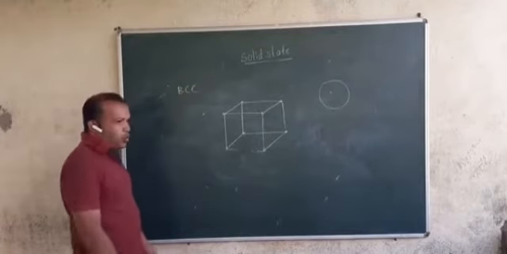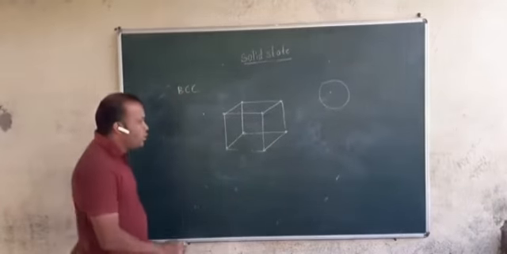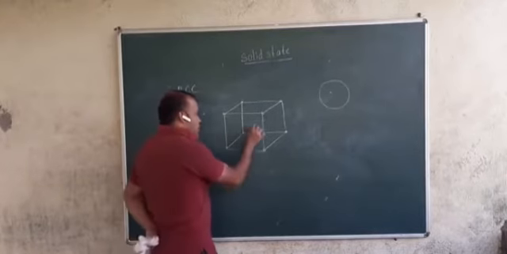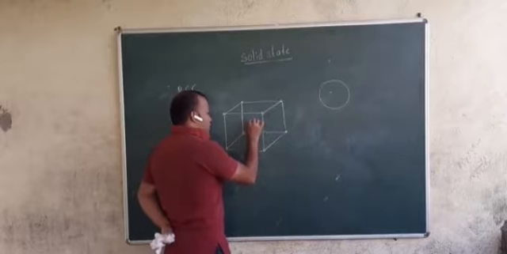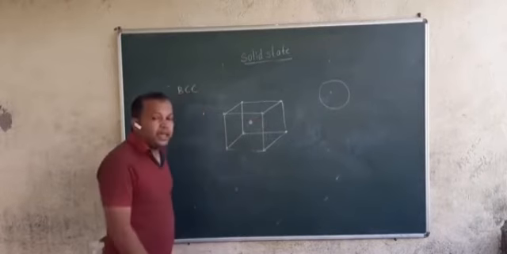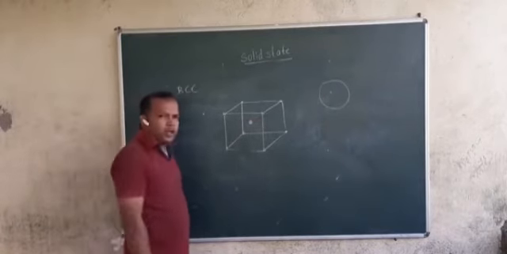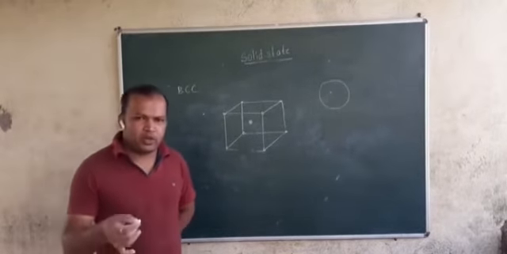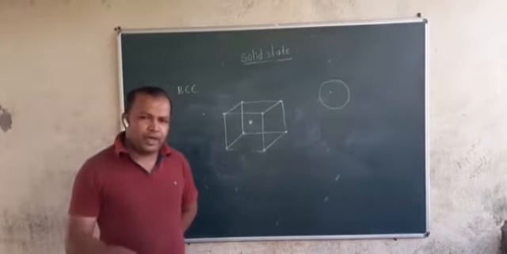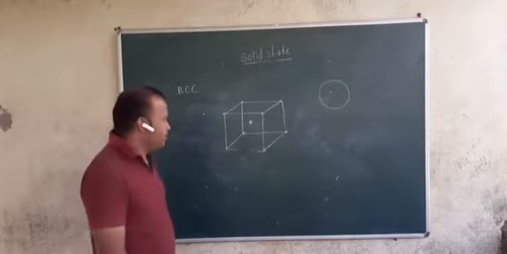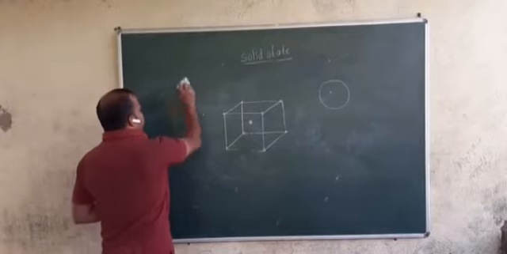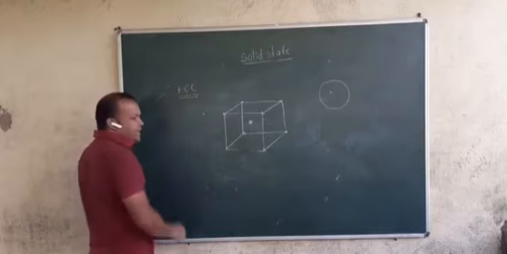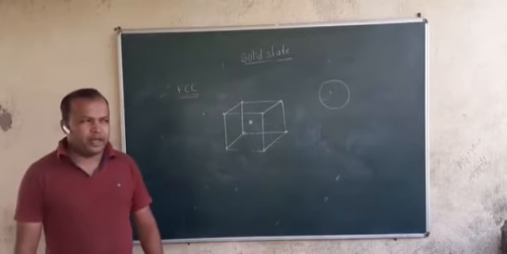BCC, body center cubic crystal. Now what is body center cubic crystal? 8 constituent particles at 8 corners and one in the center. One in the center of that body, that is called BCC, body center cubic crystal. Again, 8 constituent particles at 8 corners and one in the center. Okay. Now the last one is FCC, face center cubic crystal.